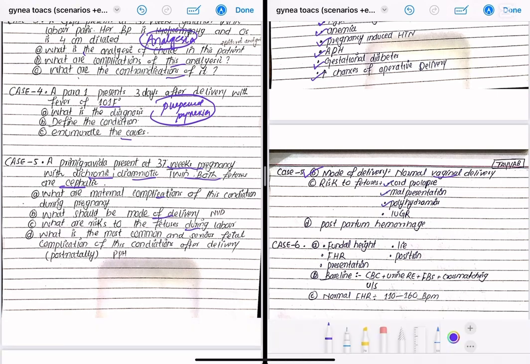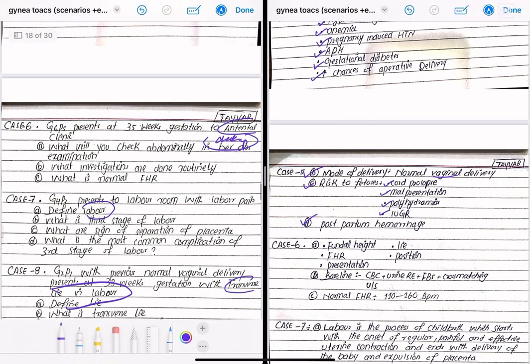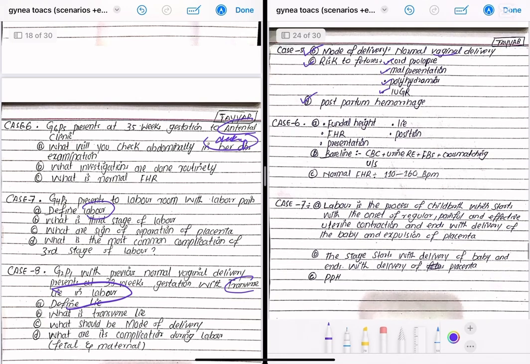Then what is the most common and serious complication of this condition after delivery? It is postpartum hemorrhage. It is a twin pregnancy, so postpartum hemorrhage can occur, and the risks to the fetus are cord prolapse, malpresentation, polyhydramnios, and intrauterine growth restriction.